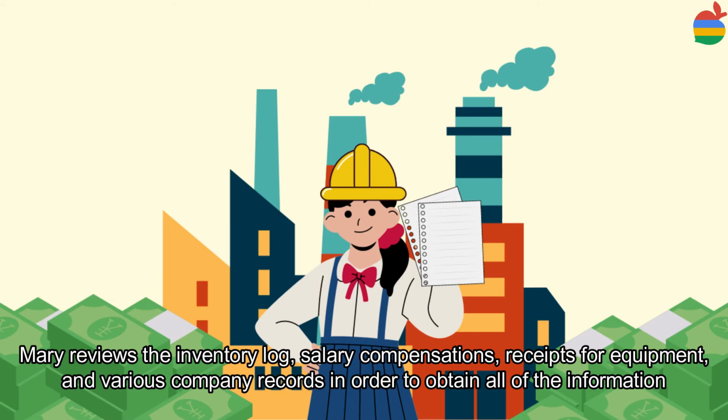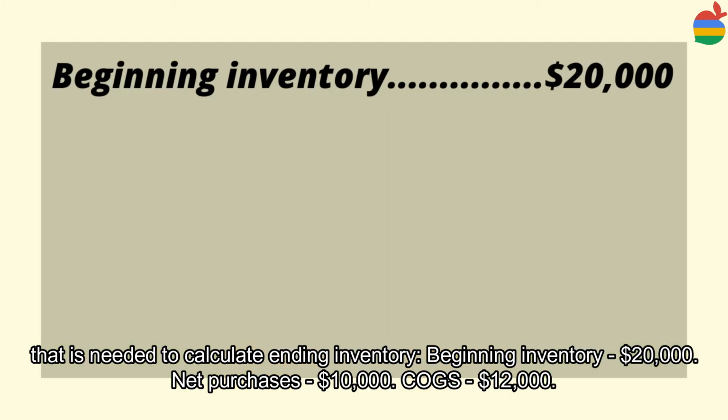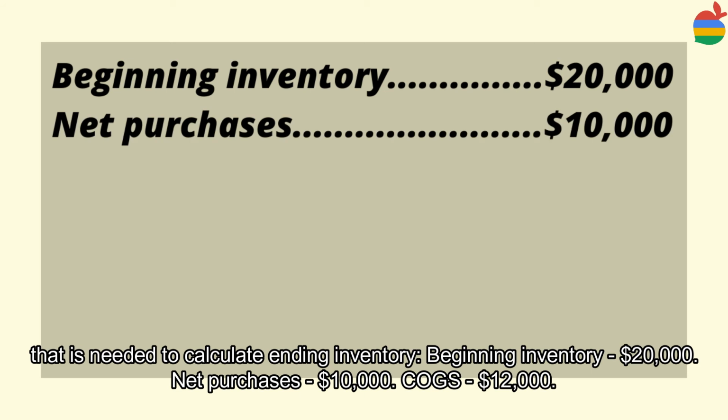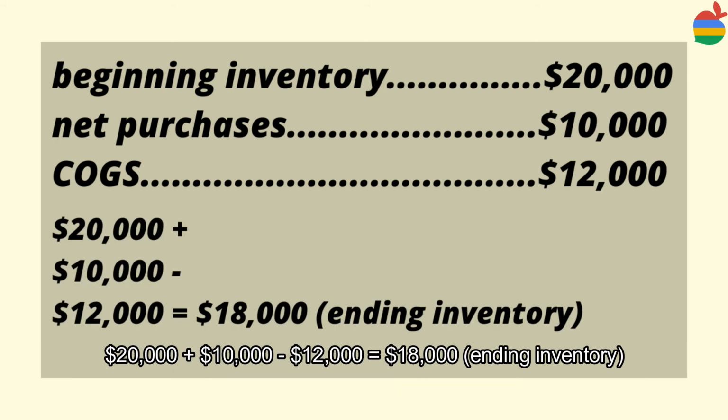Mary reviews the inventory lot, salary compensation, receipt of equipment, and various company records in order to obtain all the information that is needed to calculate ending inventory. Beginning inventory is 20,000. Net purchases is 10,000. Cost of goods sold is 12,000. So 20,000 plus 10,000 minus 12,000 equals 18,000, which is their ending inventory.